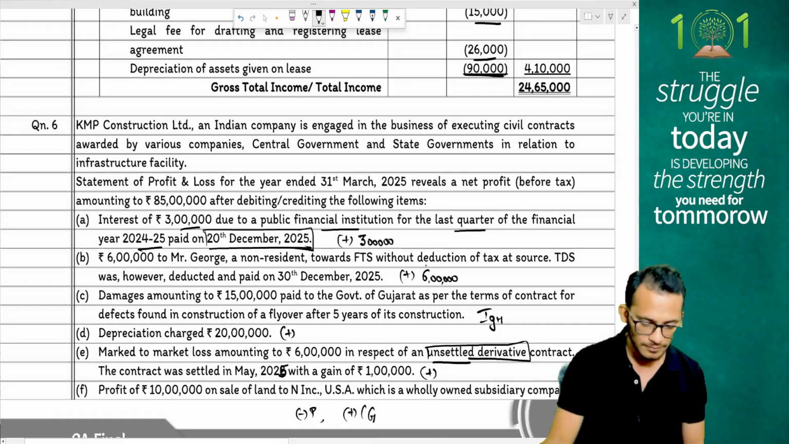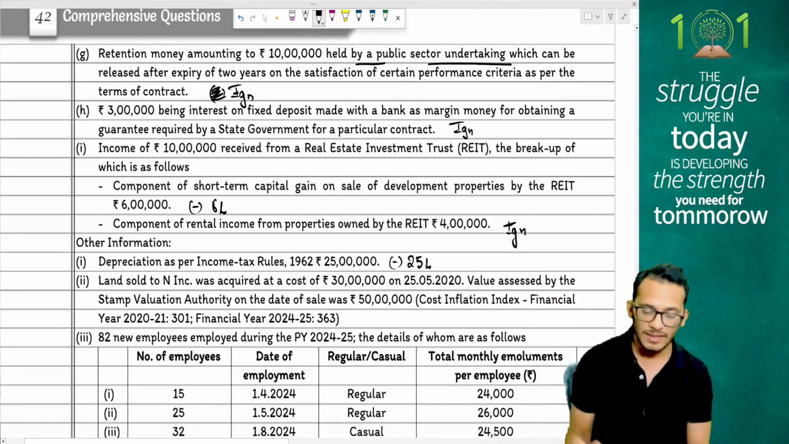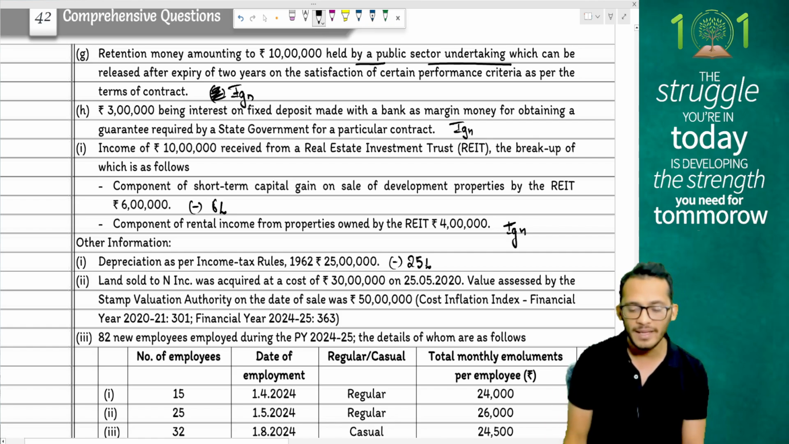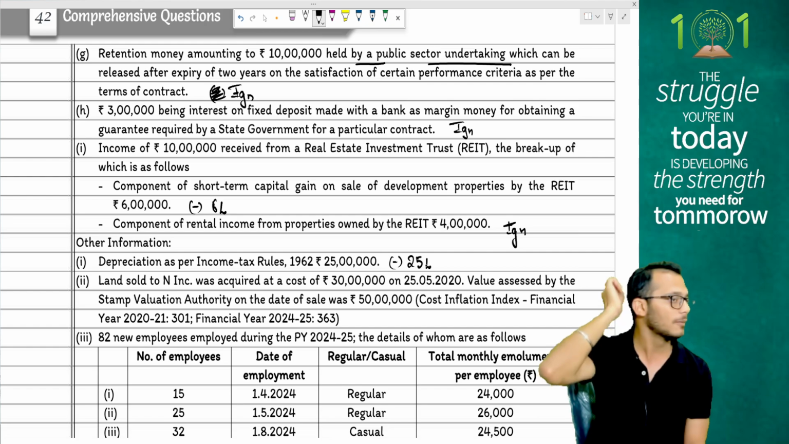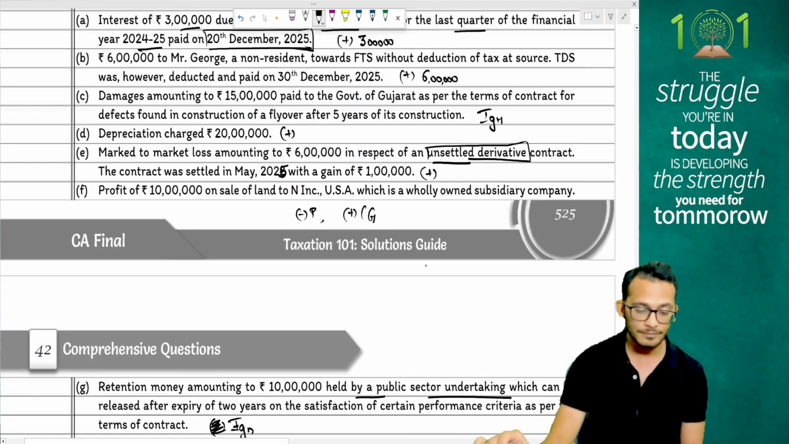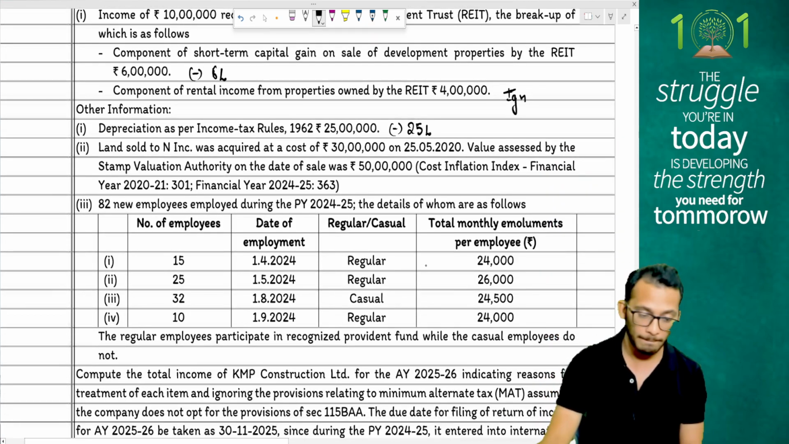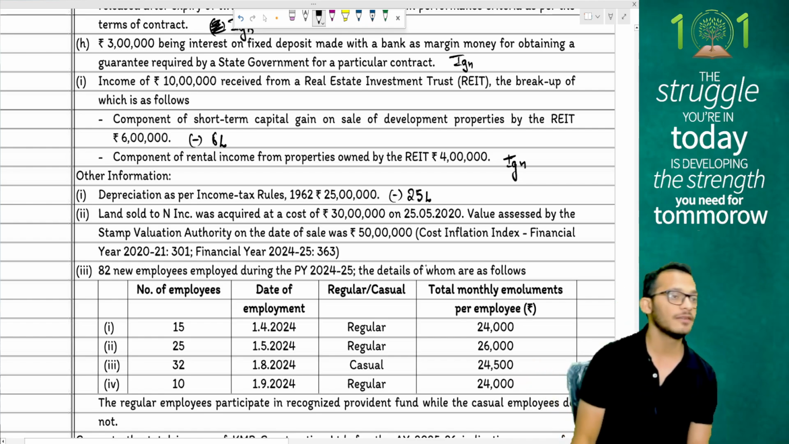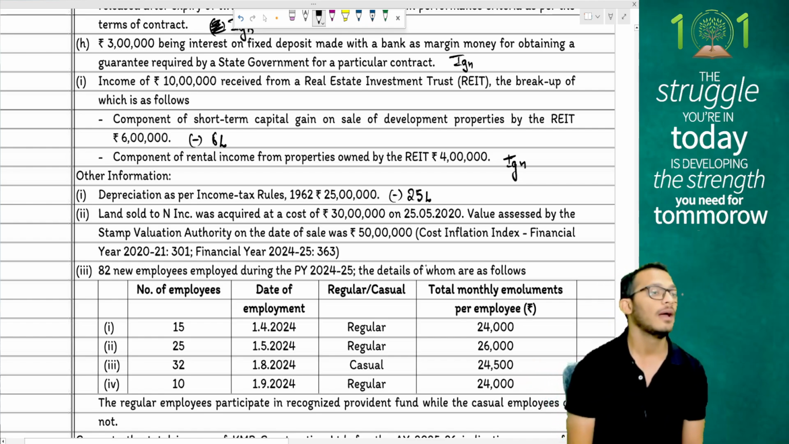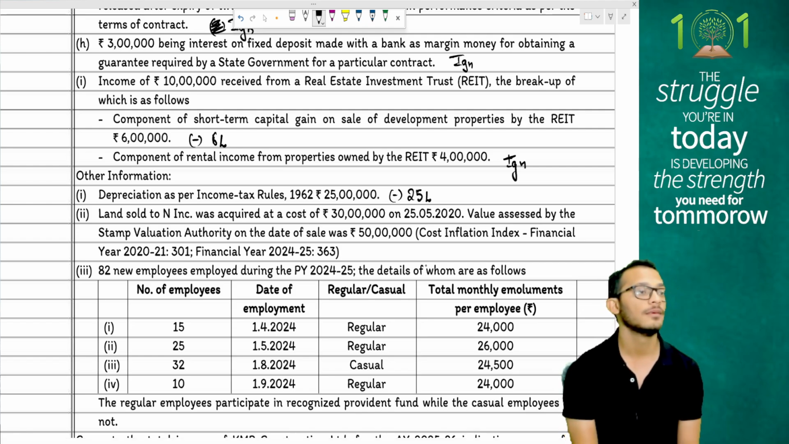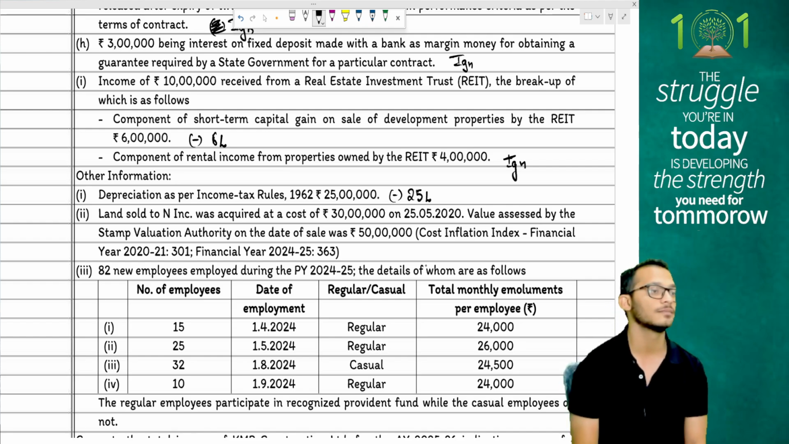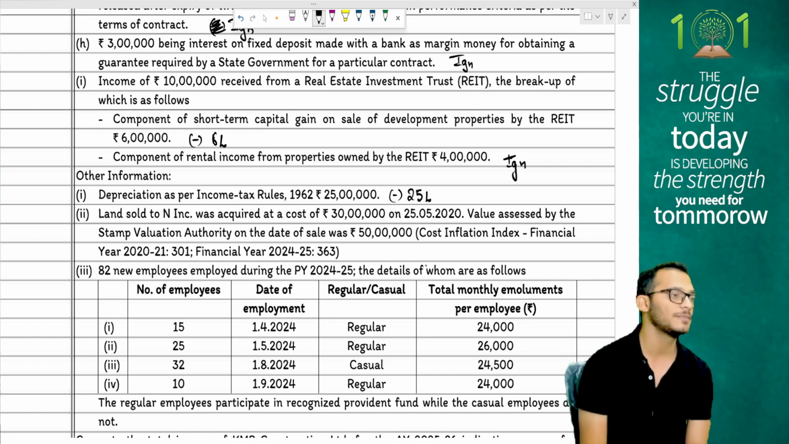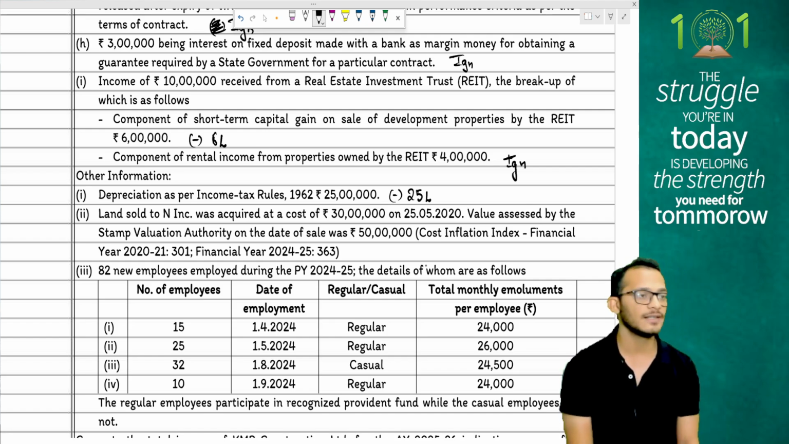Land sold to N-Inc, my US company, was acquired at a cost of 30 lakh rupees on 25 May 2020. Value assessed by stamp value authorities is 50 lakh rupees. Sale of immovable property. No information is given on the date of sale. Assuming the sale takes place after 23rd July, there will be no indexation benefits. Also, even though the property is immovable and sold after 23rd July, you will not check tax whichever is lower, because that is only for individuals. This is a company, which means flat rate without indexation.